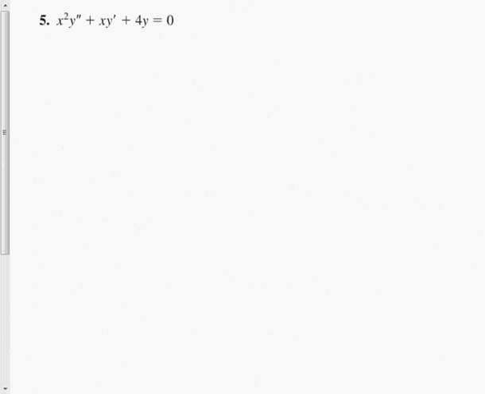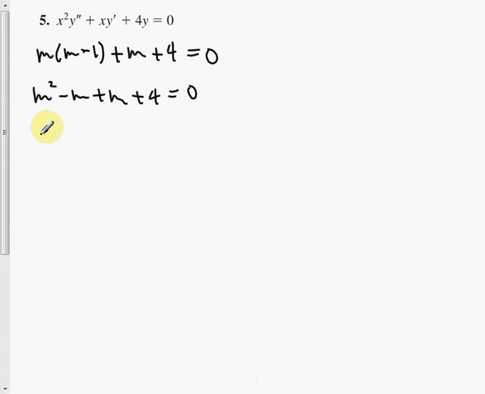But anyway, let's go ahead and work. So, again, if it's y double prime, you simply write m times m minus 1. Plus, if it's y prime, just m. Plus, if it's y, you write nothing. If there's a constant there, you write that constant, so it's 4. If it was just 1y, you just write 1. It's equal to 0. So this is m squared minus m plus 4 equal to 0.